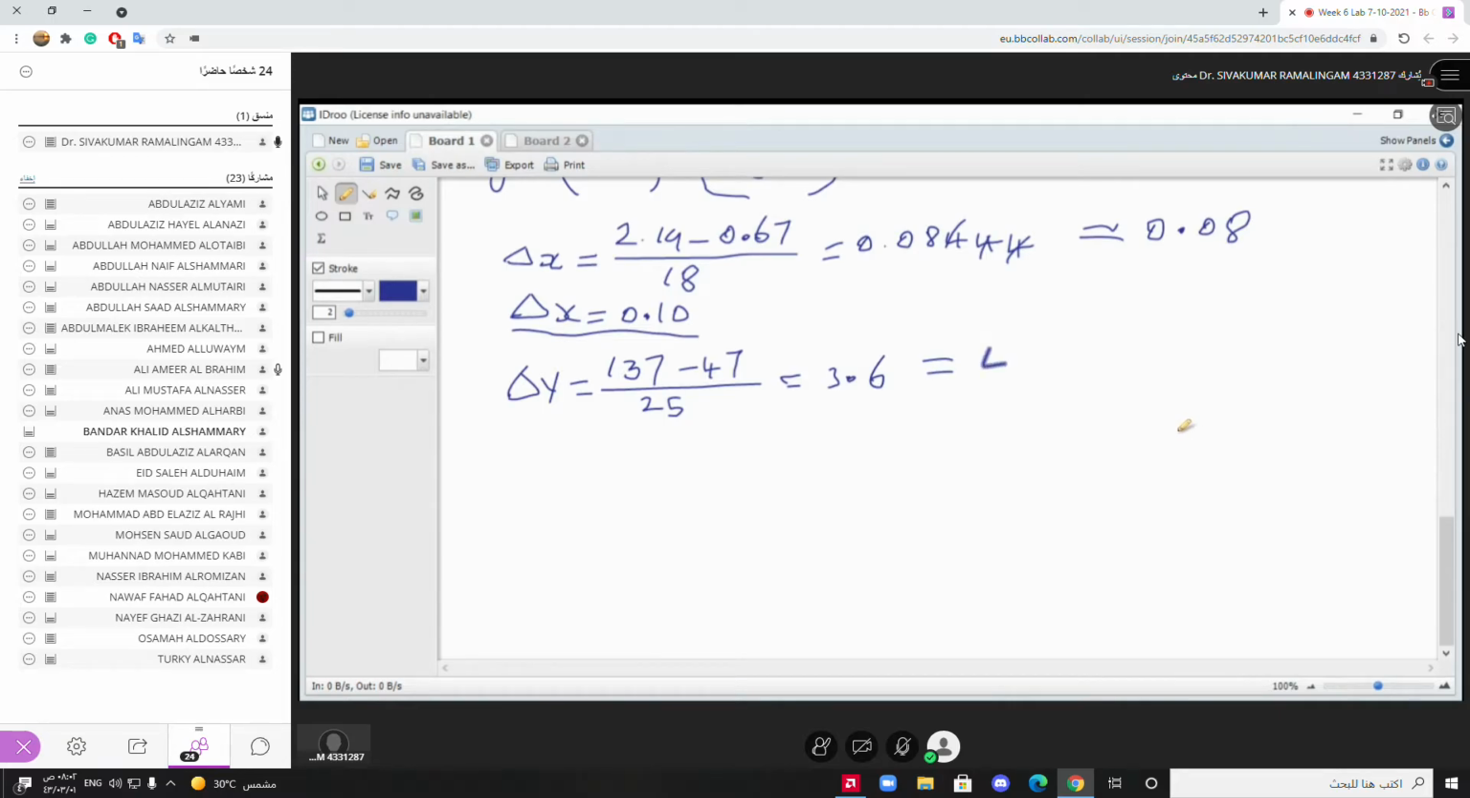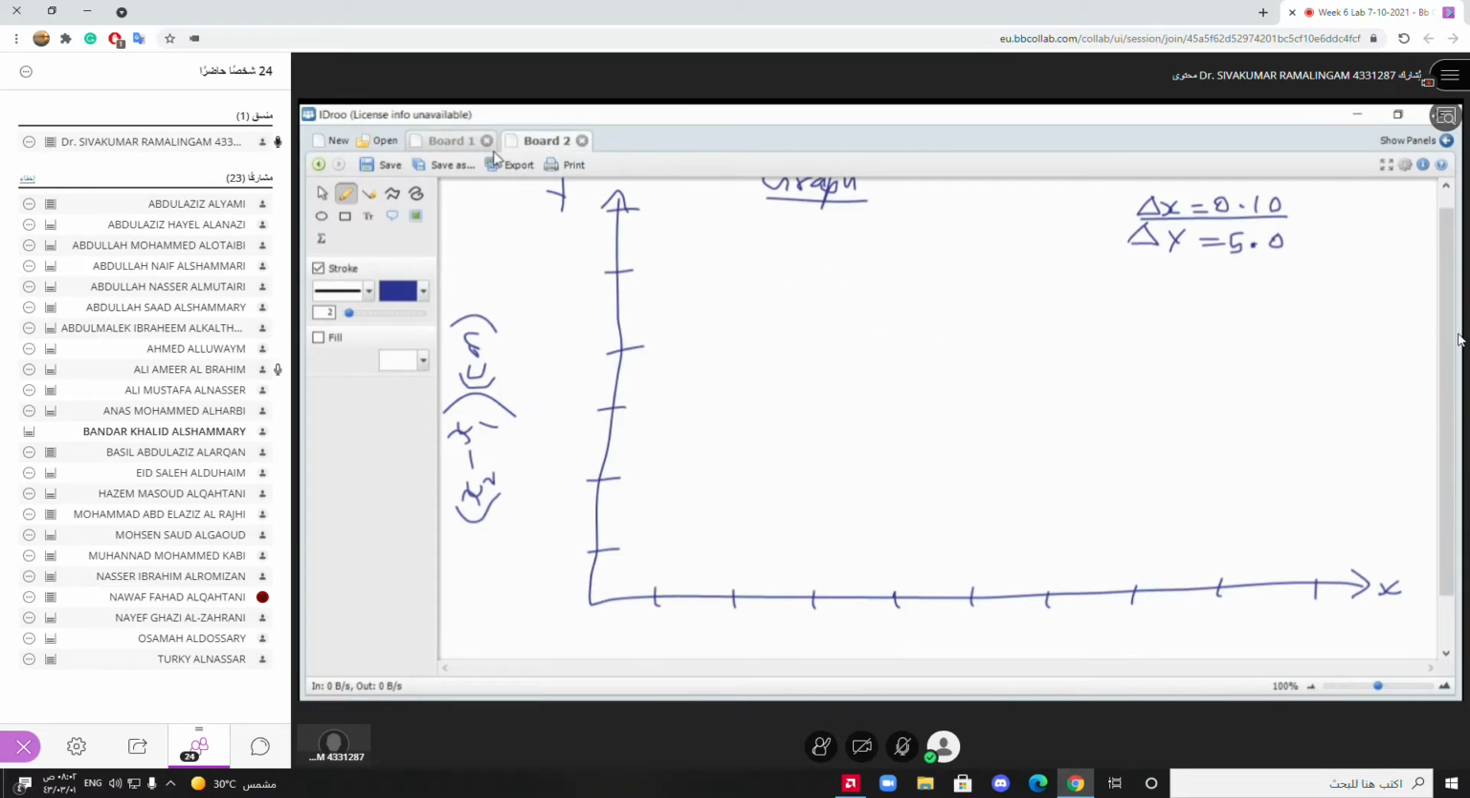If I take the bigger one, I can take 4. But I'm not going to take 4. I am going to take delta y equal to 5.0, because if you check the second column in the schedule, the gap between two numbers is 10. If I take 4, it is difficult for you, and if I take 5, it is easy. It's not a very big difference, it's a small difference, right? This is the reason why I decided to take delta y equal to 5.